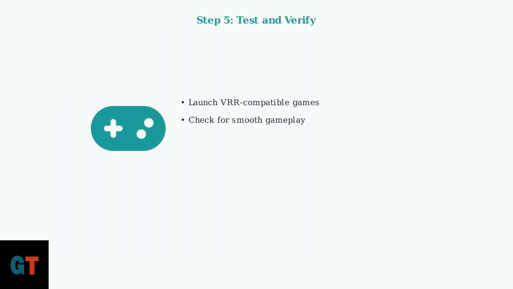Step 5 is testing and verification. Launch games that support variable refresh rates and check for smooth gameplay without screen tearing. Test different refresh rates within your monitor's range. You can use the Nvidia Control Panel's G-Sync indicator to confirm it's working properly.